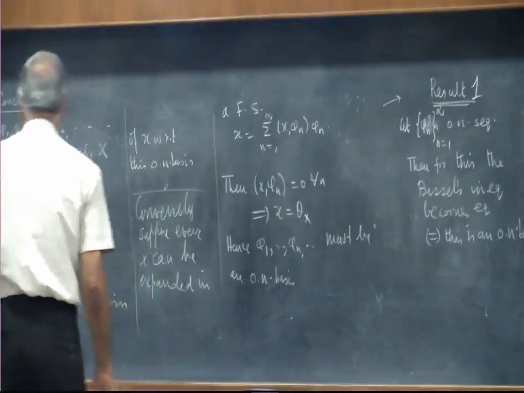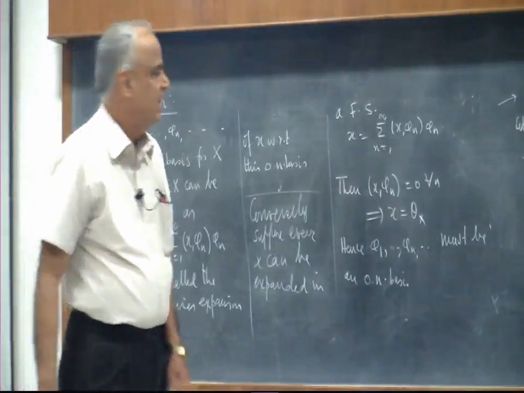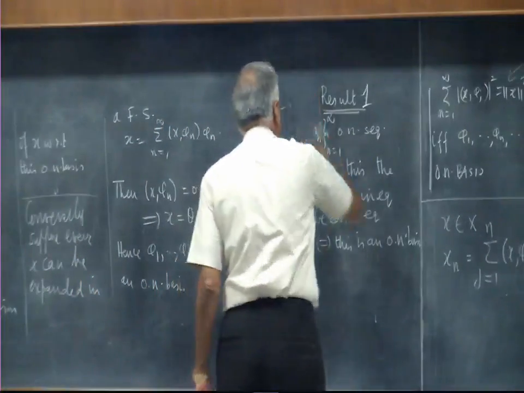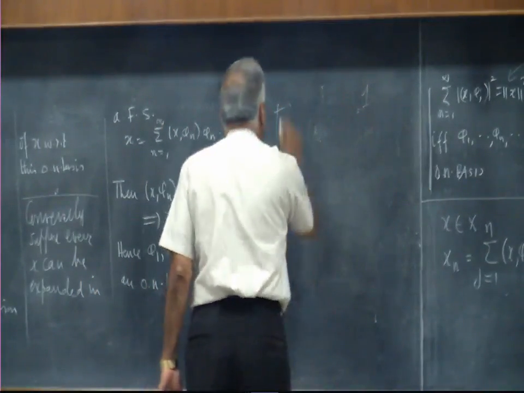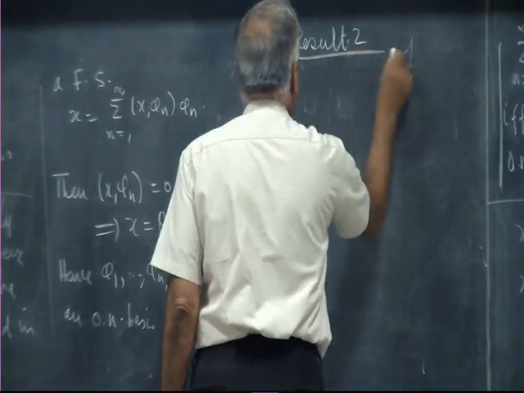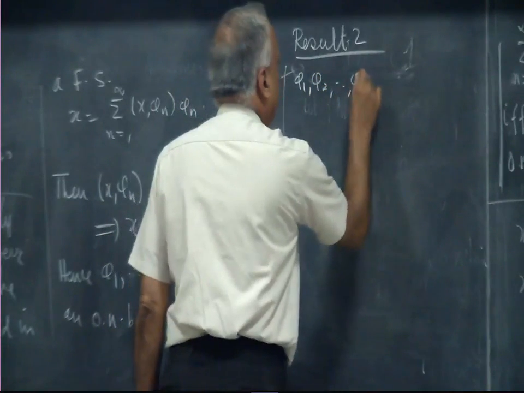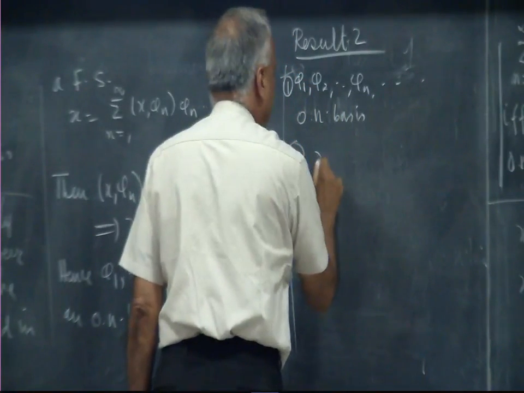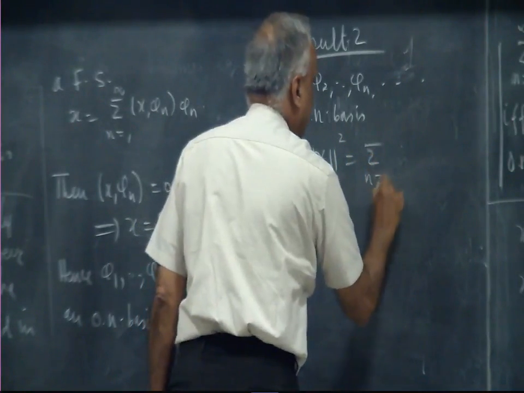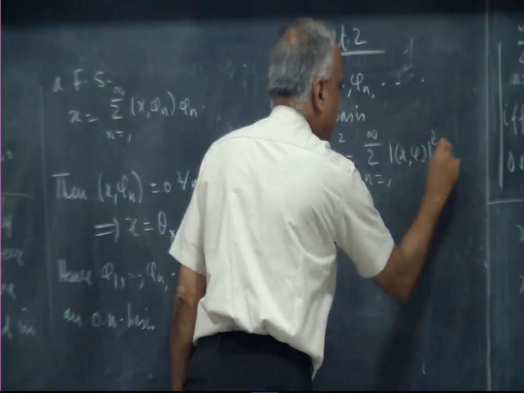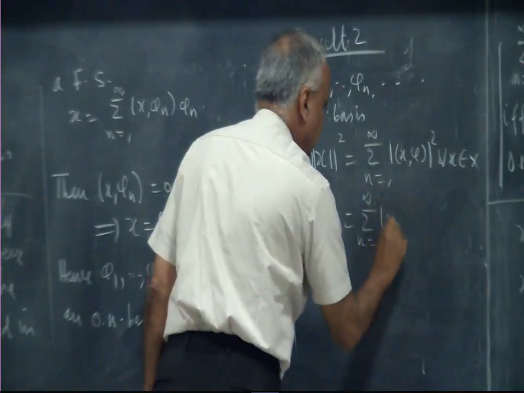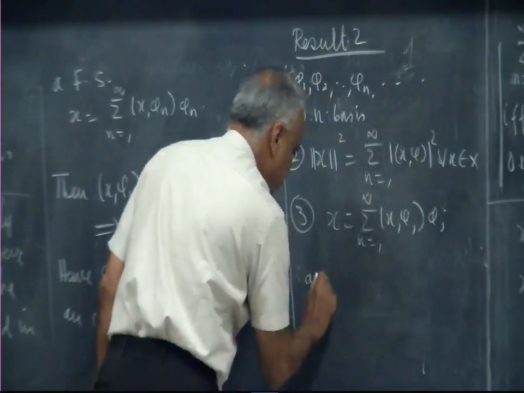So, that is implied. So, we can put an if and only if there, and therefore this if and only if this, if and only if that. So, all these statements are equivalent. Putting all these things together, now we have a bigger result: phi 1, phi 2, phi n, etc. is an orthonormal basis; the second statement, norm x squared is equal to summation n equal to 1 to infinity mod <x, phi n> squared for every x in X; and the third statement, x is equal to summation n equal to 1 to infinity <x, phi n> phi n, are all equivalent.